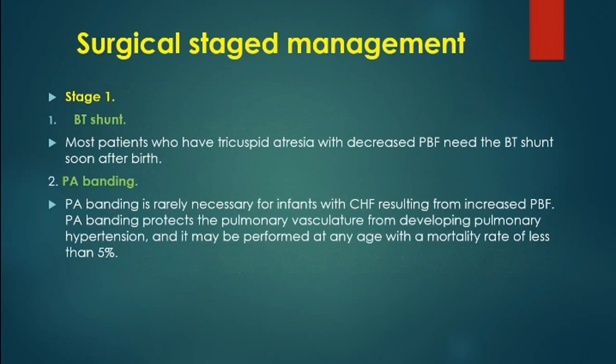Surgical management of these patients is usually staged. The first stage is maintaining good pulmonary flow, either by doing a BT shunt if the patient has pulmonary stenosis, a restrictive VSD, or pulmonary atresia, or we can do a pulmonary artery banding in patients with a large VSD and unobstructed pulmonary flow.